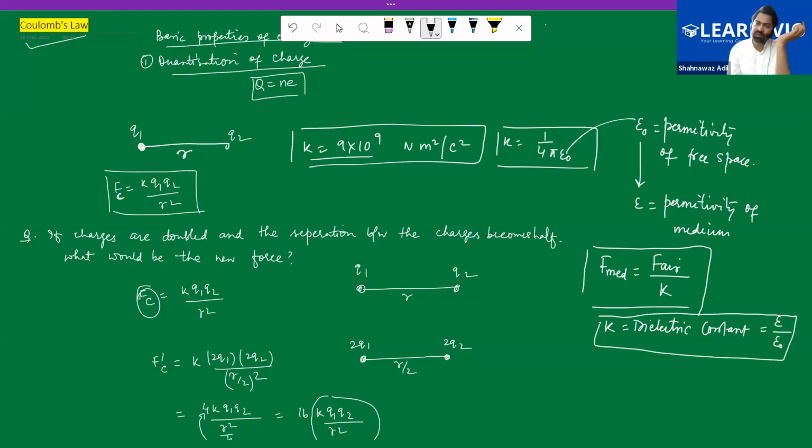So this is the Coulomb force in the medium, and it will decrease because k is always greater than 1. If you put your charges in air and then in water, the force of attraction or repulsion between the charges will decrease in the water, because of the dielectric constant. And the dielectric constant of water, how much is this value?